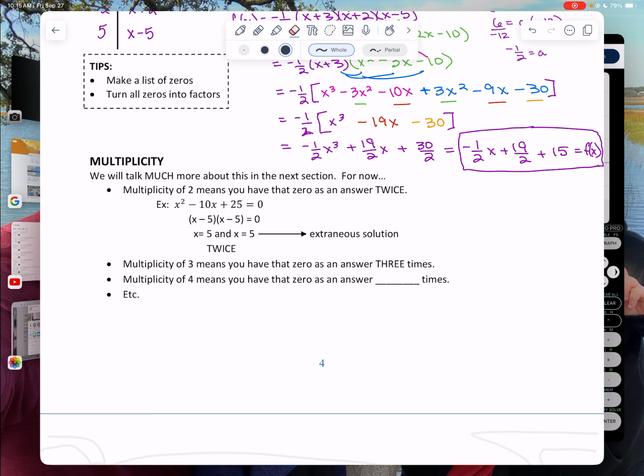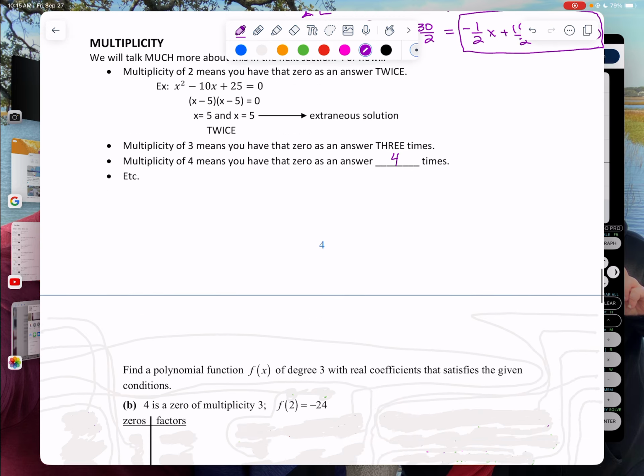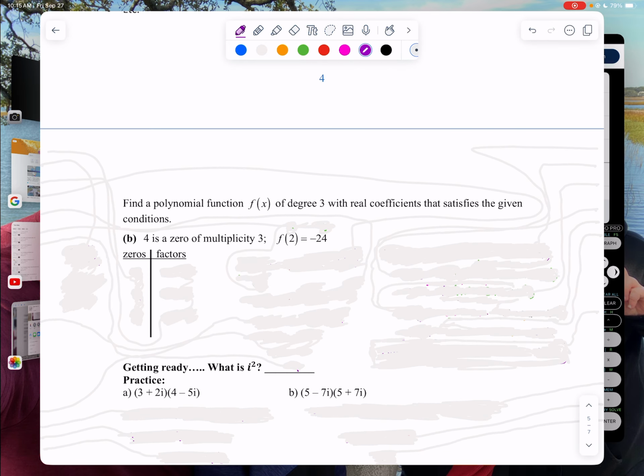So if I said I have a multiplicity of 3, that just means I have the answer 3 times. If I have a multiplicity of 4, that means I would have that answer how many times? Yeah, 4 times. So here's how they're going to state it. Find a polynomial of degree 3. So that's, again, they want you to find the equation, and it's going to be x to the third, that satisfies the following conditions. It has 4 as a 0 with multiplicity of 3. So all that means is I've got 4 3 times.